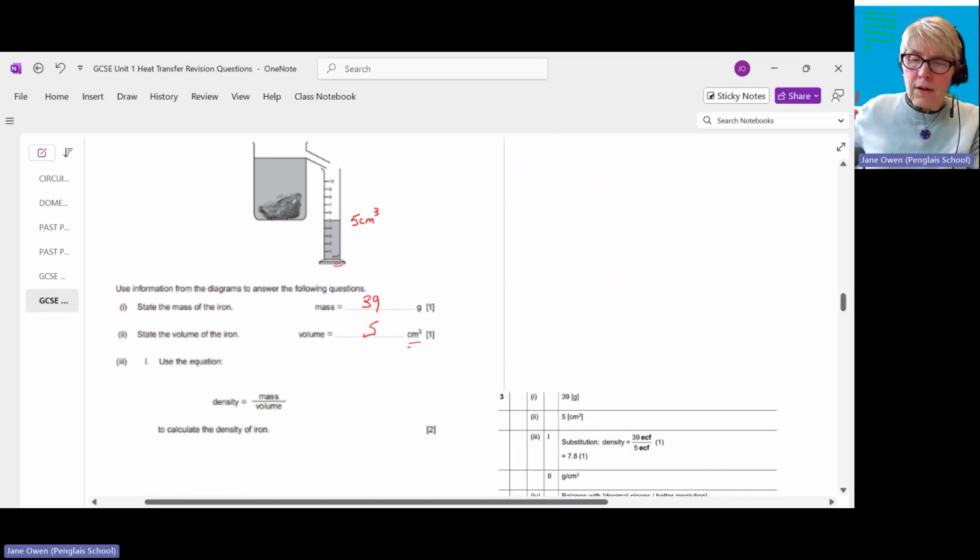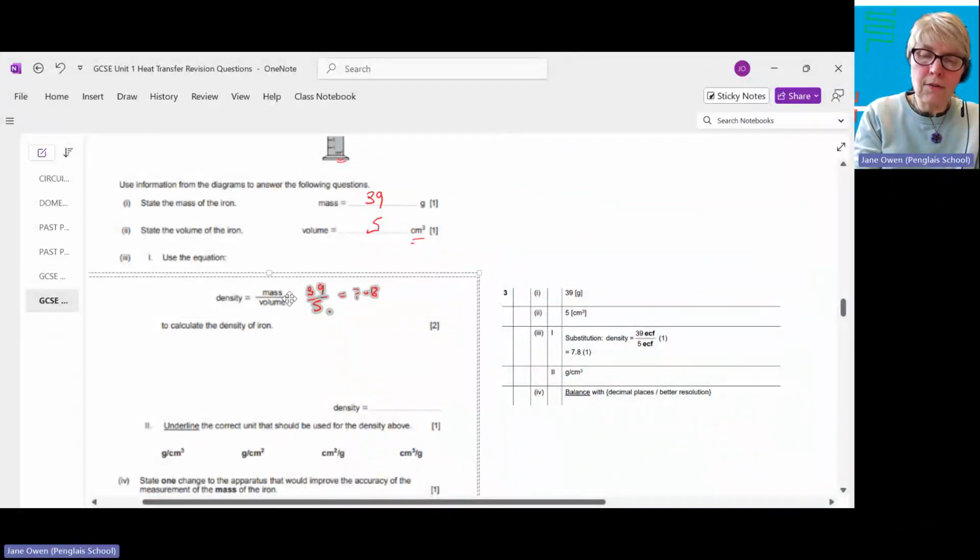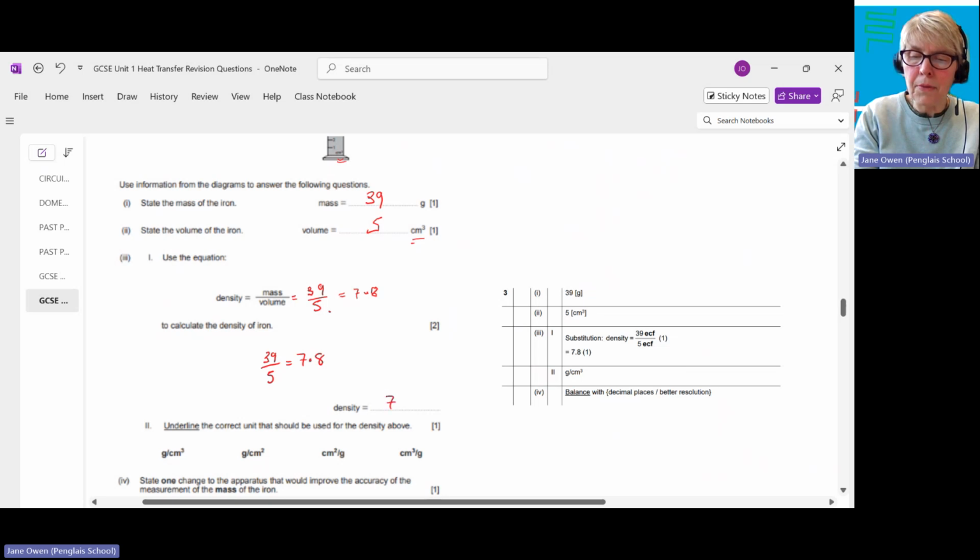And use the equation 39 divided by 5 to give you the density. And the density turns out to be 7.8. Now, put the working in the space that they have provided. Always like to do it near the equation. Repeat it down here so that you can secure your marks, 7.8, and then just pop the answer on the answer line here. And, oh, they haven't given us units. But the next question is underline the correct unit they should use for the density. Well, you've got grams here. You've got centimeter cubed, grams per centimeter cubed. Okay, will be that one.